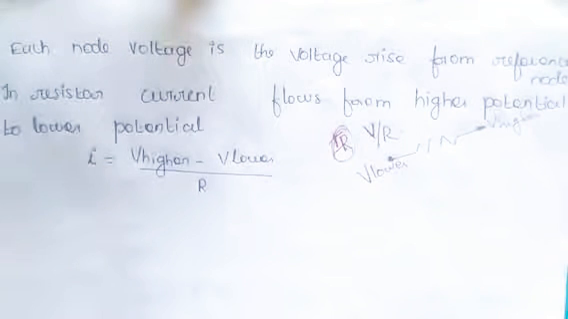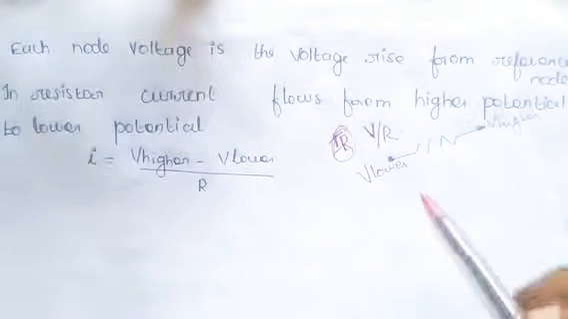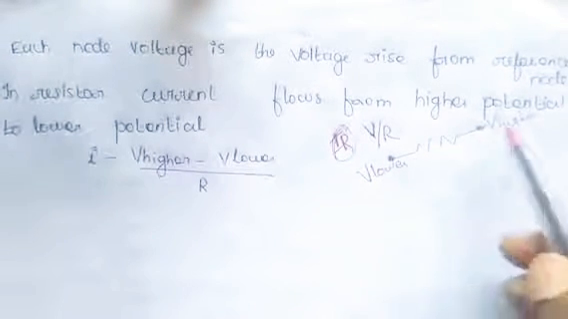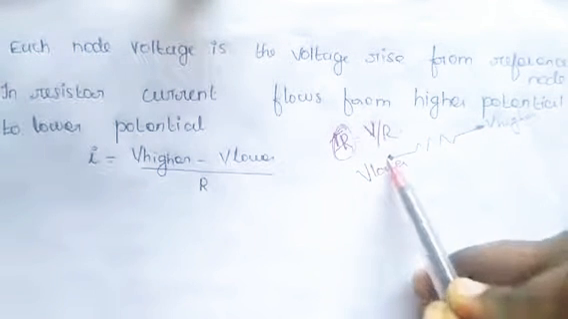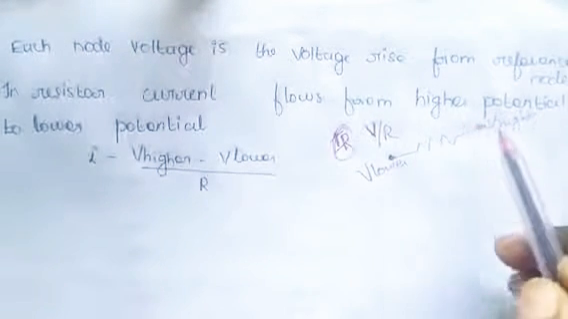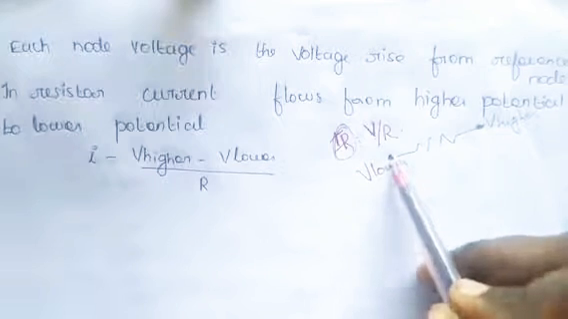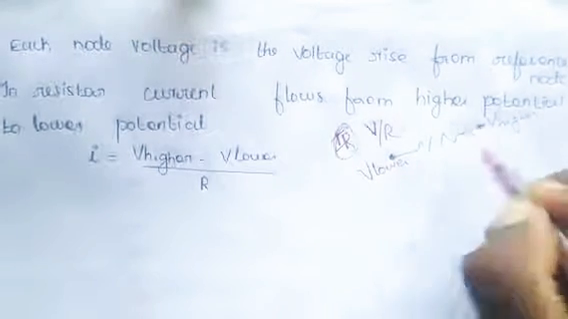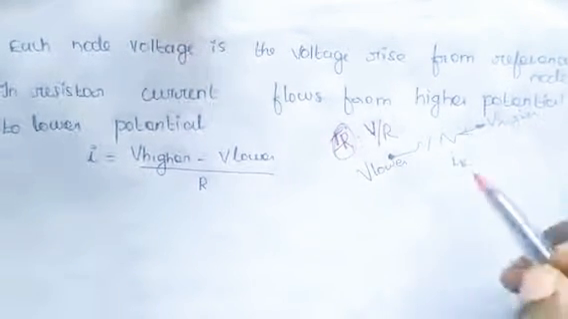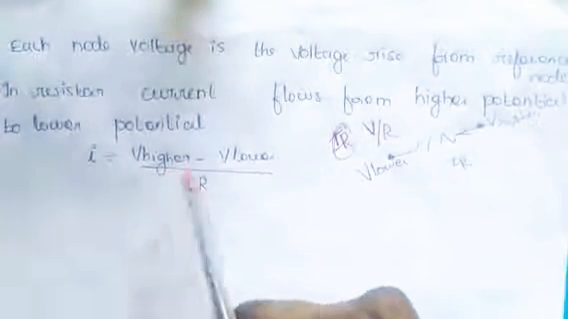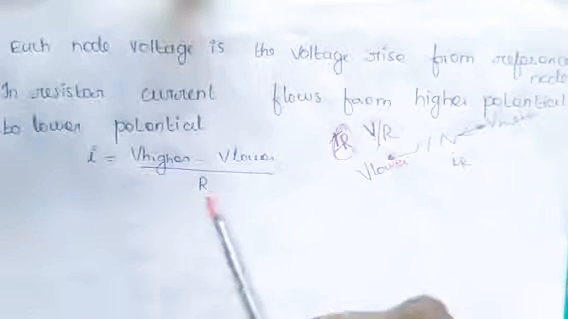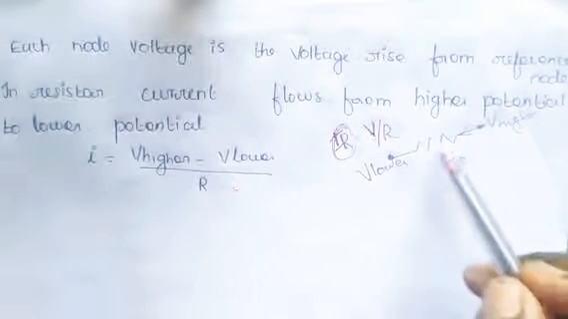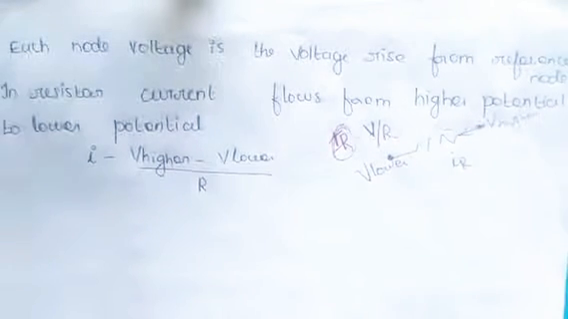Secondly, in a resistor, current flows from higher potential to lower potential. Suppose a resistor is connected between two nodes, one having higher potential and another having lower potential, the current will flow from higher potential to lower potential. So the current value in the resistor IR is equal to V higher minus V lower, that is the potential difference in the node voltages, divided by the particular resistance value R.